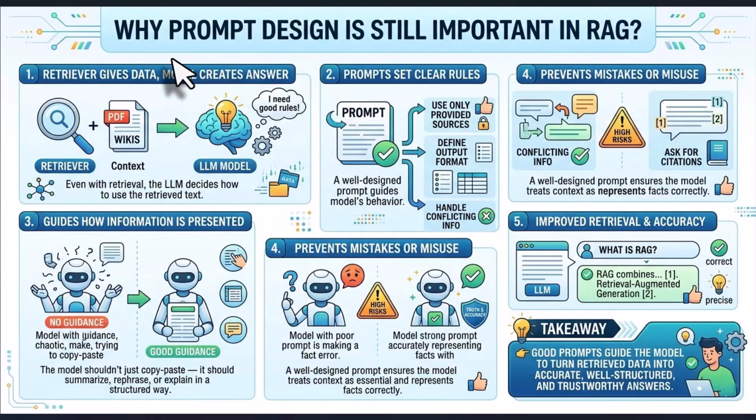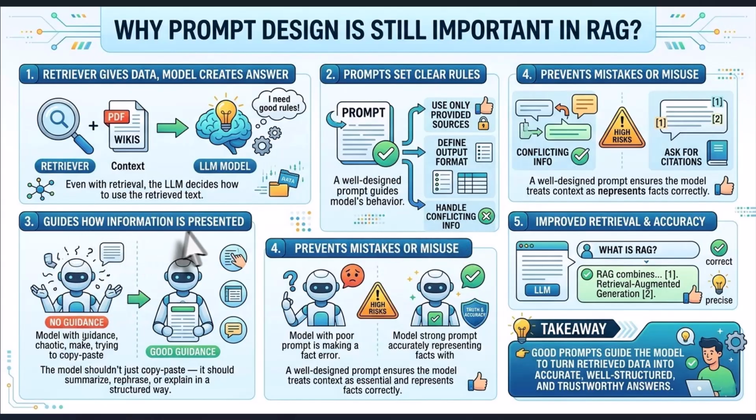Let's understand why prompt design is still important in RAG. So we know the retriever gives the data and the model creates the answer. But even with the retrieval, the LLM decides how to use the retrieved text, and also prompts set clear rules. That is, we can guide the LLM to use only the provided sources. We can also define the output format we want, right? We can handle conflicting info and also ask for citations, okay?